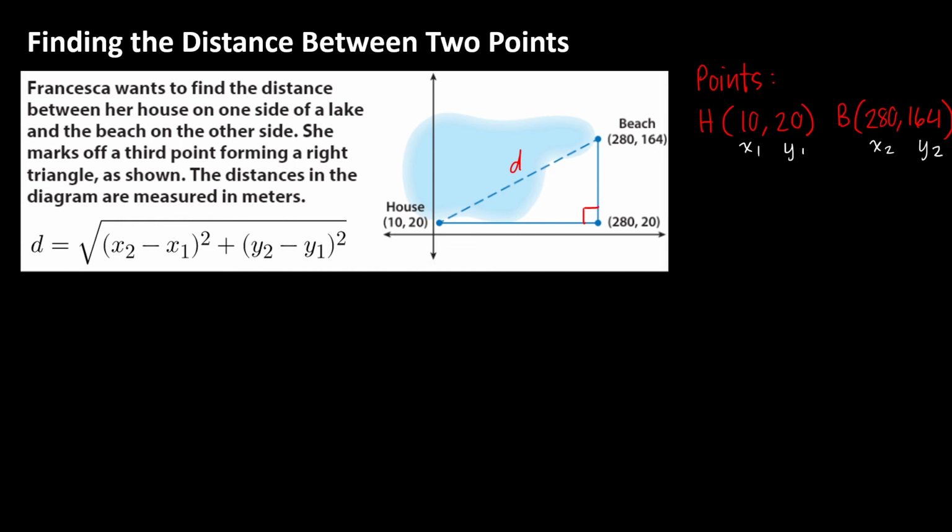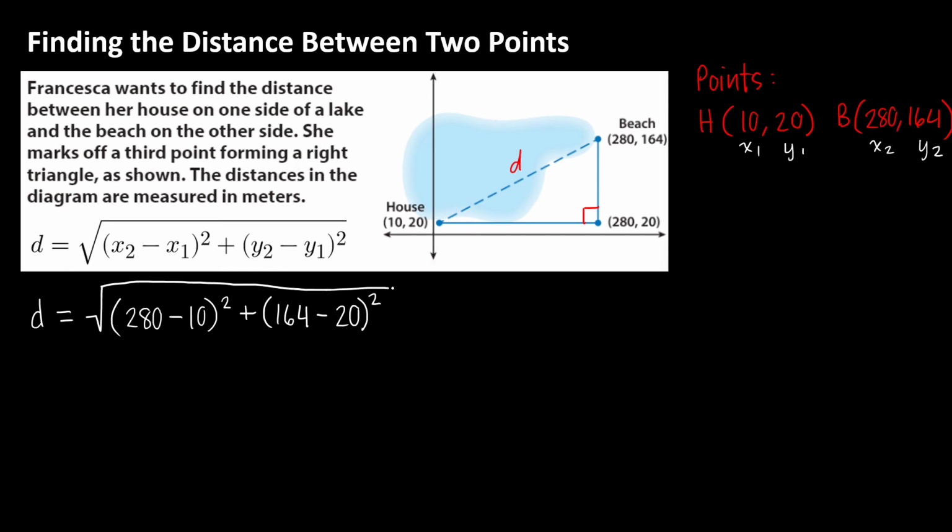So we have the distance formula posted here. Let's plug in what we know. So D equals, and a big radical symbol, x2 minus x1 squared. x2 is 280 minus x1, which is 10, and we're going to square that, plus y2 minus y1 squared. y2 is 164 minus y1, which is 20, and that is squared.